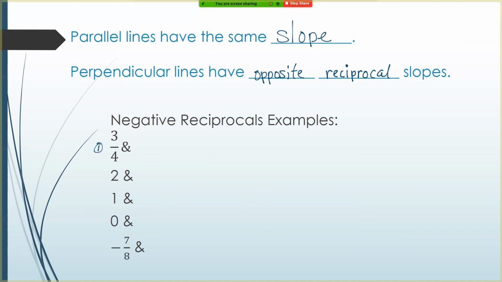If I want the opposite, I'm going to make it negative. And then to find the reciprocal, I'm going to flip the fraction, so the numerator becomes the denominator and the denominator becomes the numerator. So the opposite reciprocal of 3/4 is negative 4/3. We're flipping the fraction upside down and changing the sign.